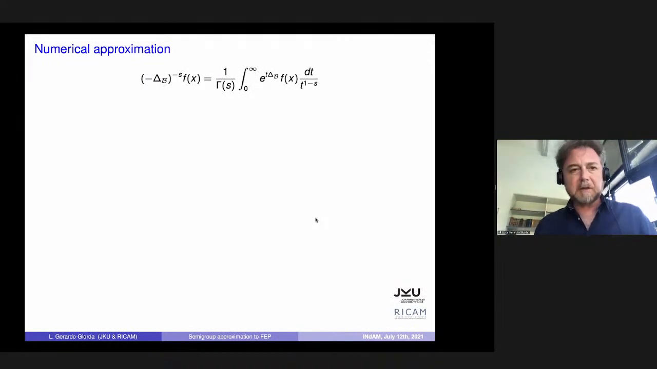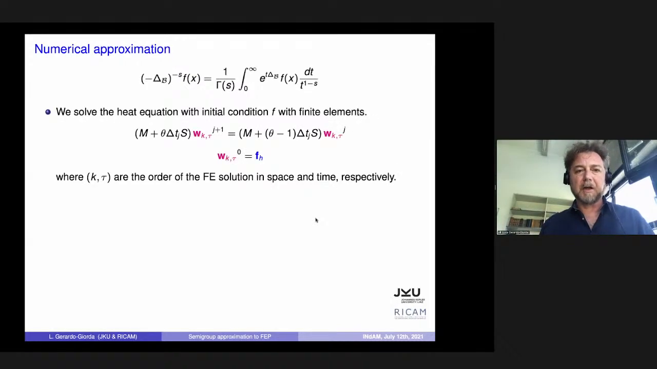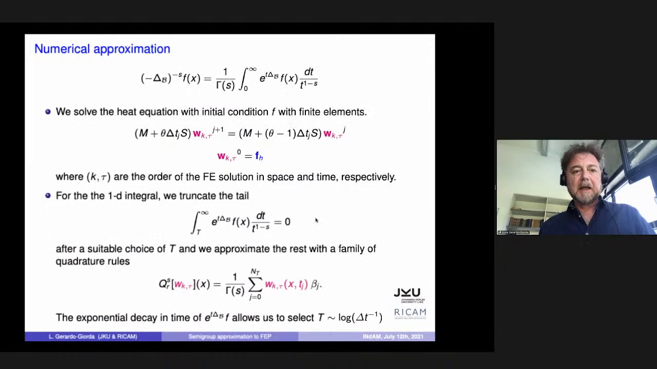As you can expect, the idea coming from the direct application of the fractional Laplacian actually comes into play also here. So once again, we solve a heat equation with initial condition f, now with finite elements. In this indication here, k and tau are the order of the finite element solution in space and time respectively. So if you have a second order in time, then tau is 2, for instance, a Crank-Nicolson scheme, while k is just the order of the finite elements. And then we have the 1D integral. In the 1D case, we can truncate the tail after a suitable choice of t, and we can approximate the rest with a family of quadrature rules.